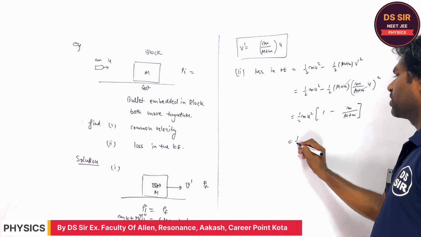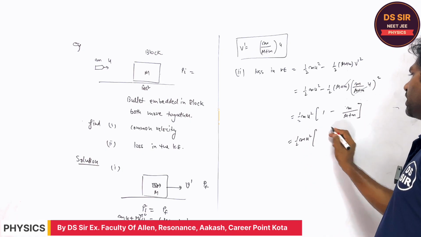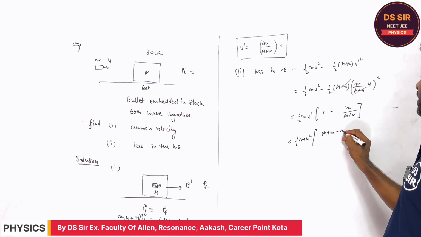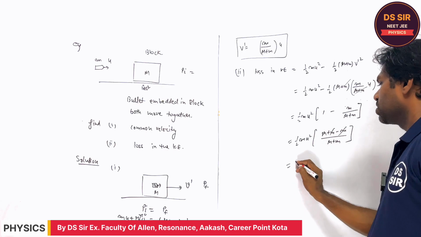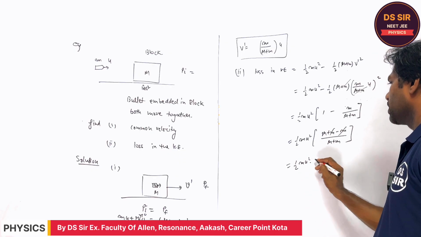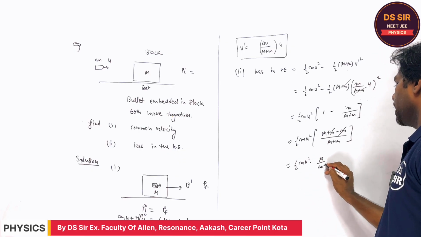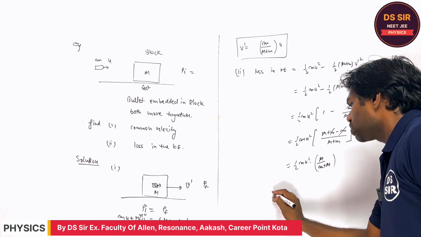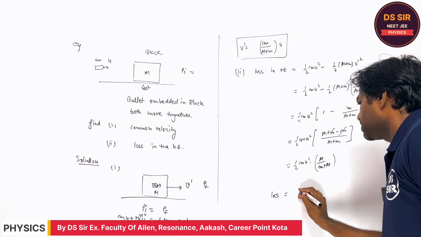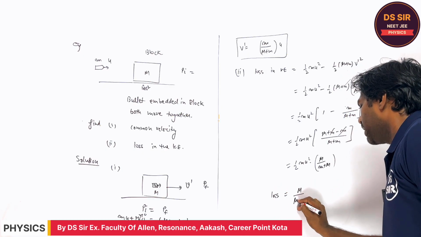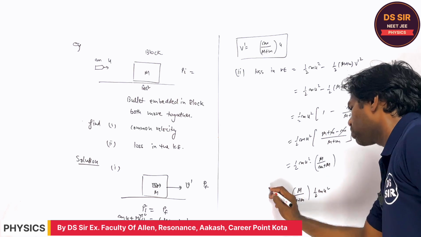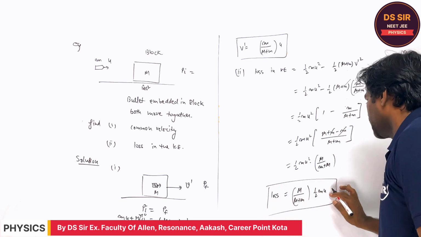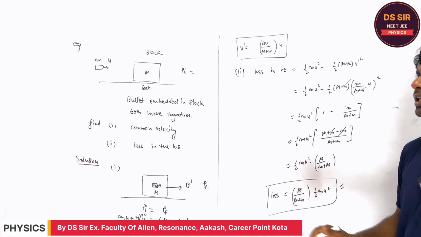It will be left. You can simplify it. Multiply minus m upon m plus M. It will cancel. So half m u square, capital M upon m plus capital M. So the loss in the kinetic energy is nothing but M upon m plus small m into half m u square. Is it clear or not?